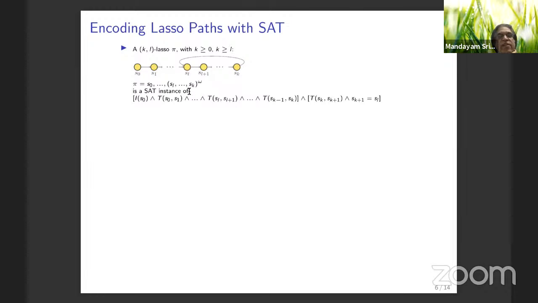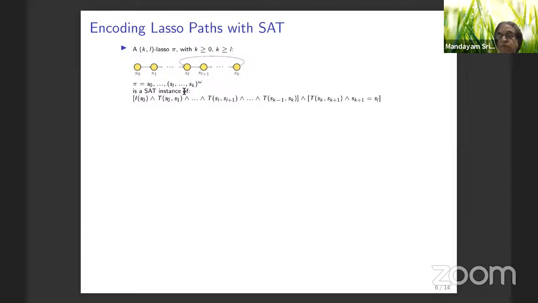Now any such path is a SAT instance of this. You go from I, S0 to SK, and then you check if a successor of SK, which is SK plus 1, is equal to SL. Then we say it is a KL lassoing path. So a lassoing path is an infinite path.